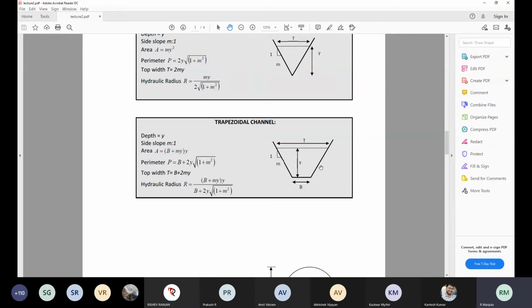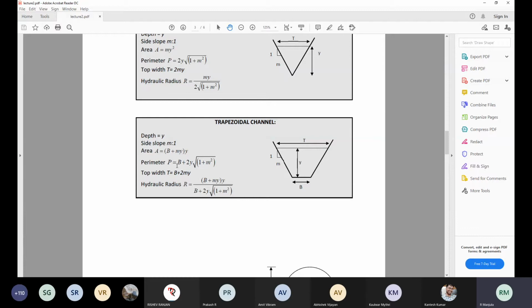So what is the cross-sectional area of the trapezoidal channel? One by 2 into the sum of top width plus bottom width. Am I right? So this is b plus 2my, then in that case 2b plus 2my, then 2 gets cancelled. So it will be b plus my into y. That is going to be the area of the trapezoidal channel.